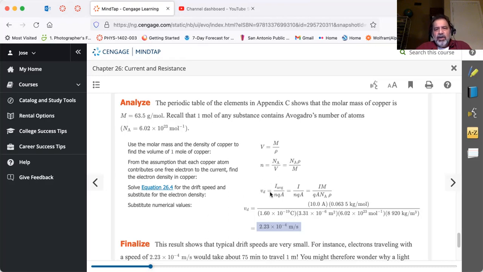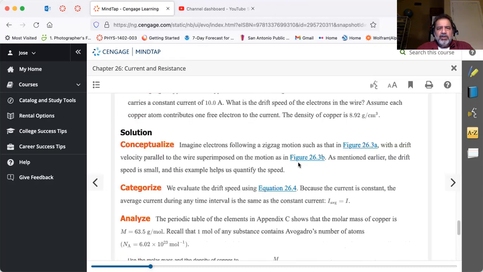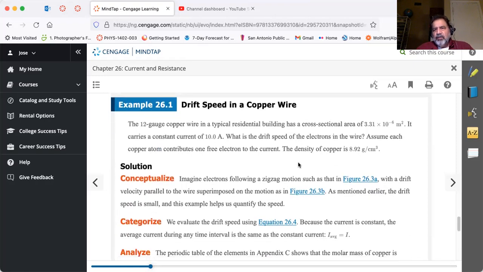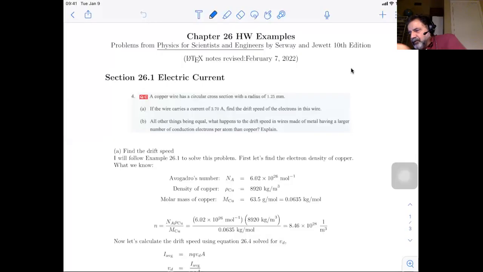Now they go on and they come up with one big equation. I just do it in parts, but I encourage you to read over 26.1 so that you can get a good understanding of how I approach problem 4. And with that, let's do a new share and go to the iPad. Okay, you should be seeing it right now.